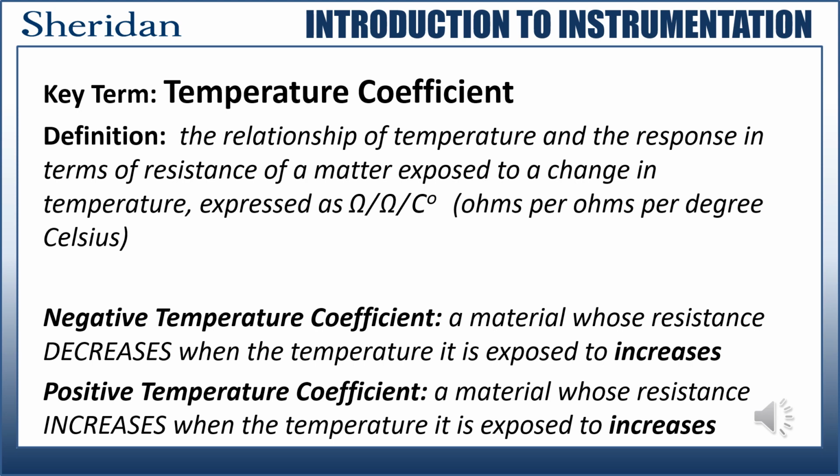There are two possible coefficients, positive and negative. Negative temperature coefficient, or NTC, materials lower their resistance when the temperature rises and raise their resistance when the temperature lowers. This is useful in electricity for inrush limiting devices like time delay fuses.